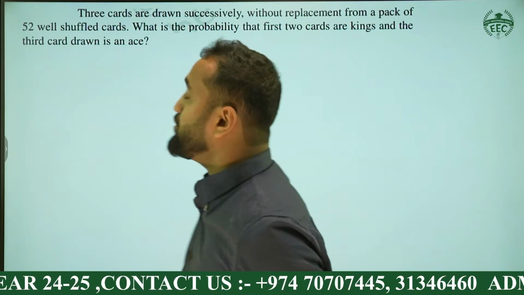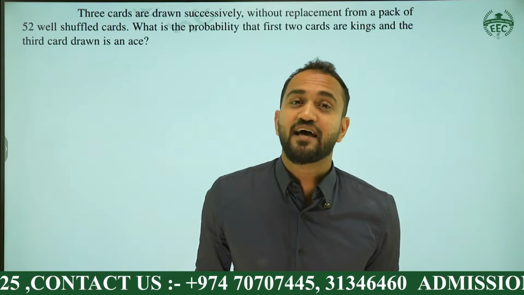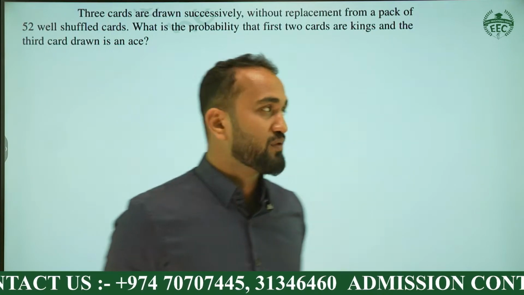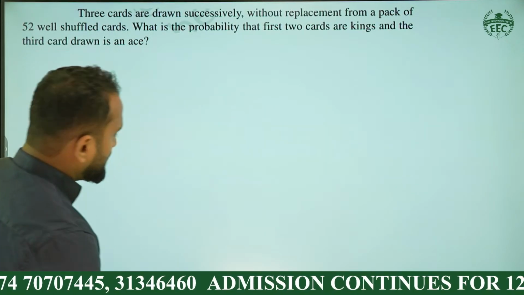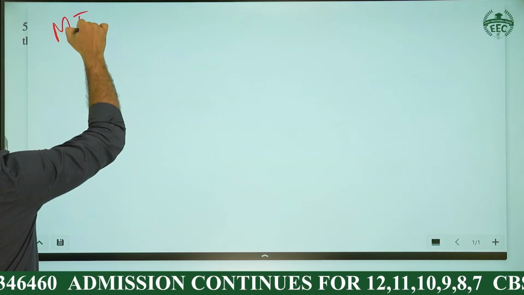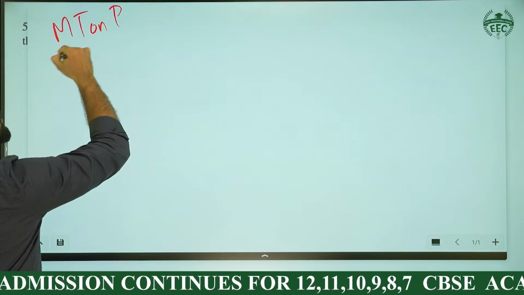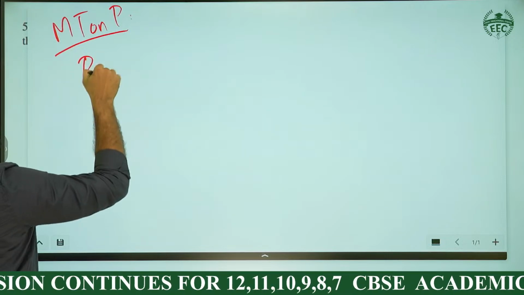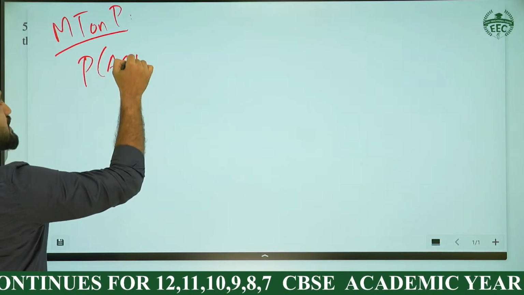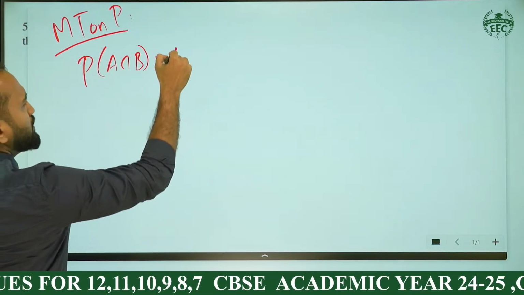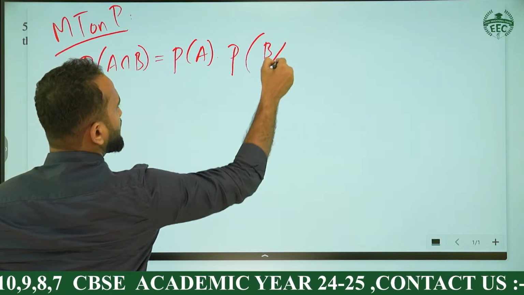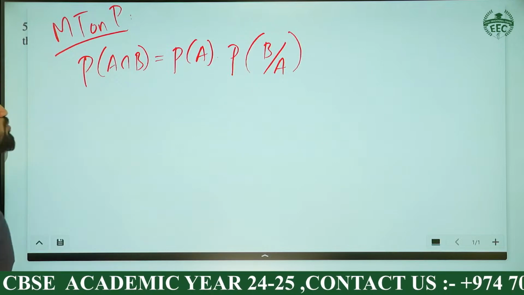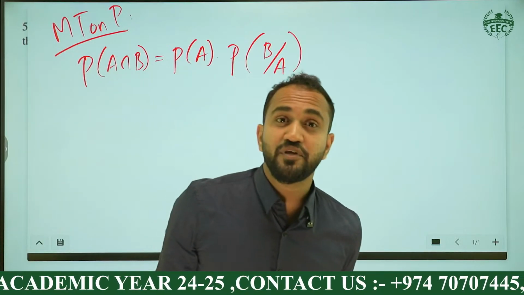After knowing what we mean by conditional probability, the next thing is the multiplication theorem on probability. What is that? People, always remember that the multiplication theorem on probability states that P of A intersection B is equal to P of A into P of B given A. This is the formula suggested by the multiplication theorem on probability.